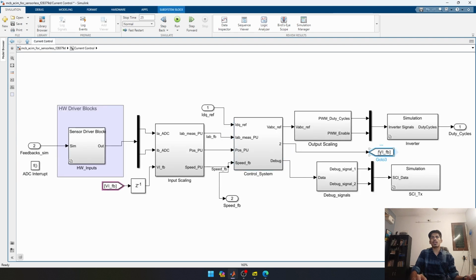In port 2, we are giving it to a flag and connecting to the input scaling block. So we are adding this Z power minus 1, or unit delay, because on the computer, if you don't add this block, it will create an algebraic loop. An algebraic loop is this: in real life, for example, from a sensor to some sensing equipment, there is a propagation delay in the wires. There is a sensor's inherent delay.